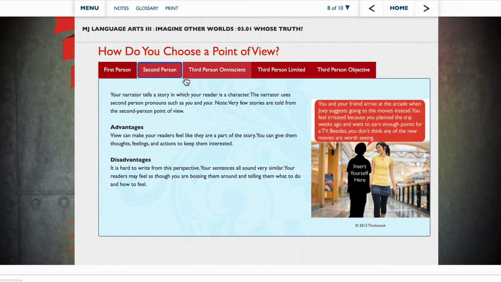Second person. Your narrator tells a story in which your reader is a character. The narrator uses second-person pronouns such as you and your. Note, very few stories are told from the second-person point of view.